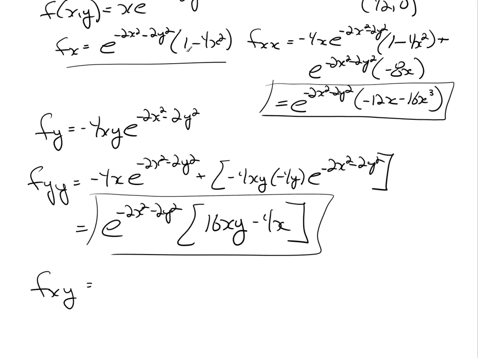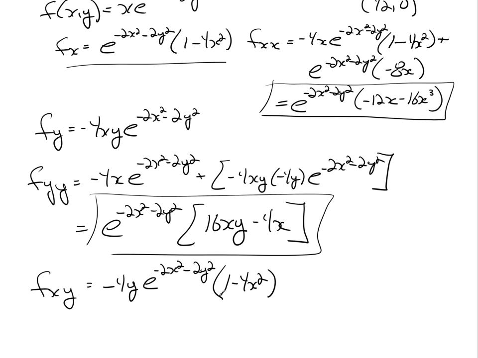And what I'm going to end up with is simply this negative 4y out in front of all of this. So this is going to be negative 4y e to negative 2x squared minus 2y squared times 1 minus 4x squared.